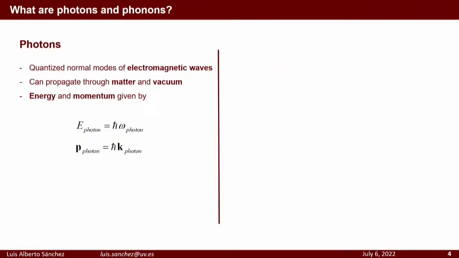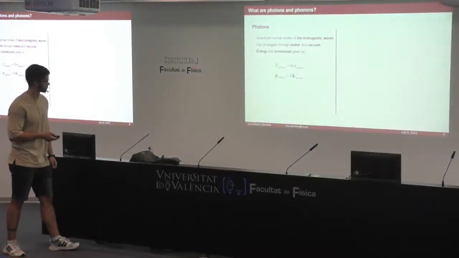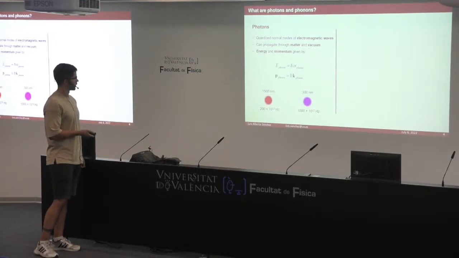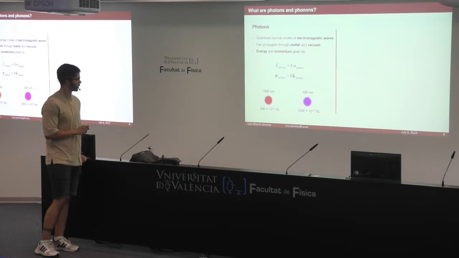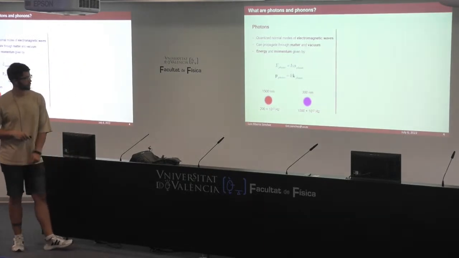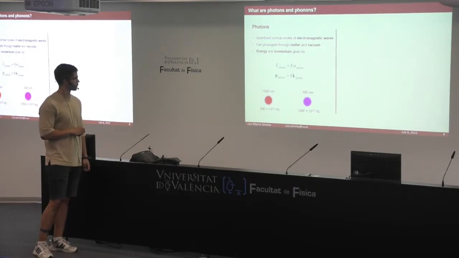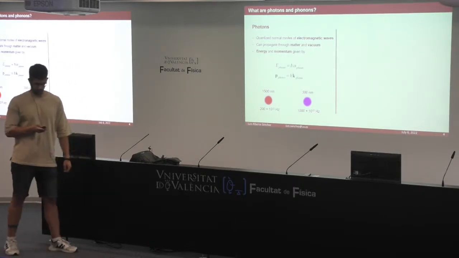So, let's focus on the title of my talk. Do you know what photons are? Have you ever heard about photons? I guess you did. Photons are quantized normal modes of electromagnetic waves. They can propagate through matter and vacuum, and their energy and momentum are given by these equations. For example, a photon in the infrared at 1.5 microns has a frequency of around 200 terahertz, and a photon in the ultraviolet region is around 1,000 terahertz.